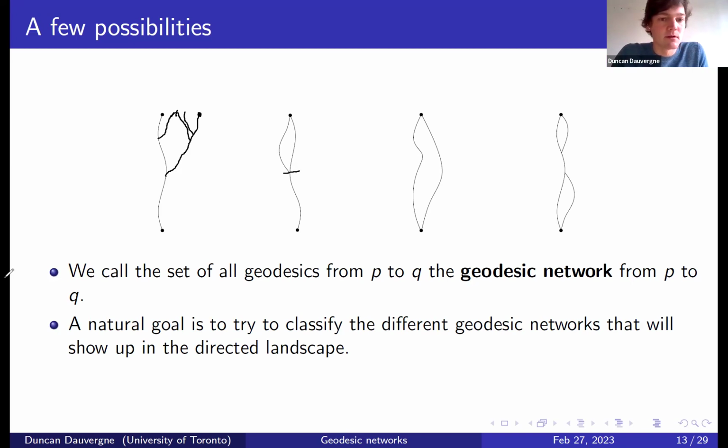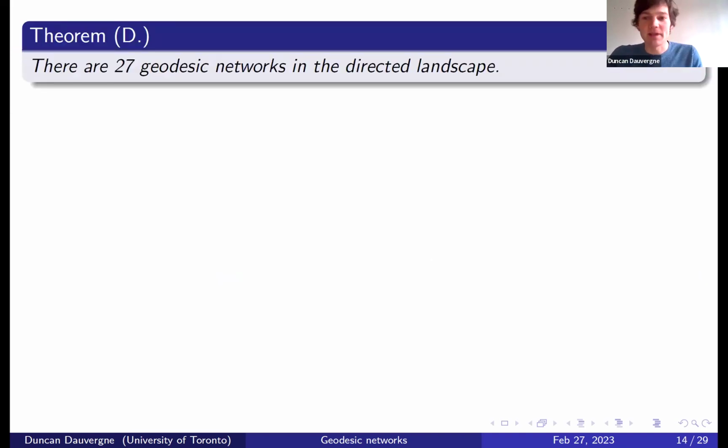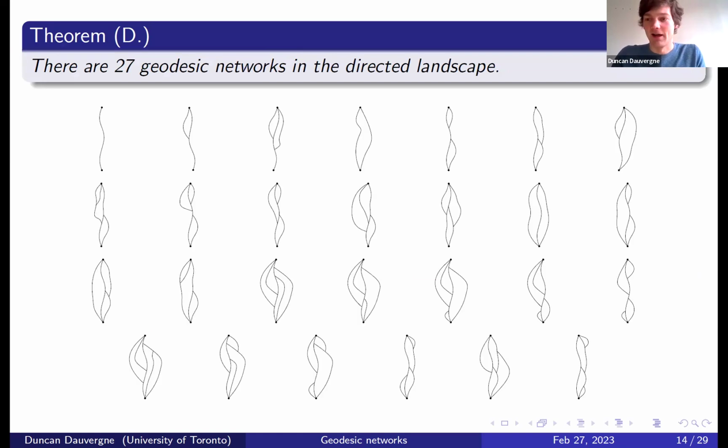And I think I should erase everything now. Okay. So the theorem is that there are exactly, up to some notion of isomorphism, which I'll describe in a second, exactly 27 possible geodesic networks that you can see. And this is what they look like. Some of them we've seen before and some of them are new. So for example, picture 2 is the one that we argued for on the previous slide. We also argued for picture 3 and picture 4, or picture 4 and picture 5. And some of them are quite a bit more exotic than others. So picture 27 is more exotic and harder to argue for than picture 2.